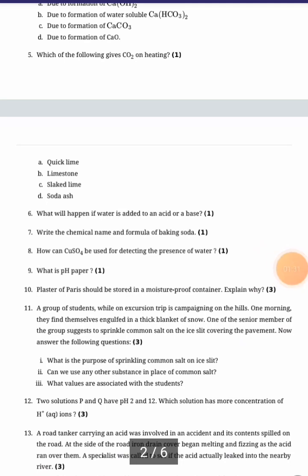Question number 5. Which of the following gives CO2 on heating? Options: quick lime, limestone, slaked lime, and soda ash. Option number B is correct, limestone.